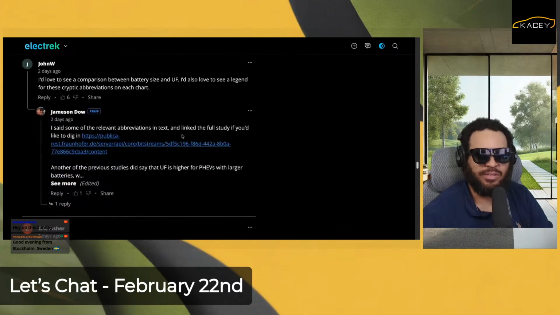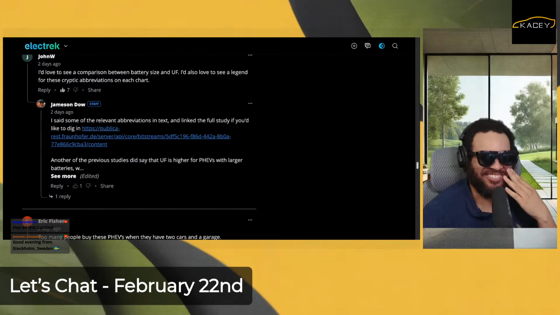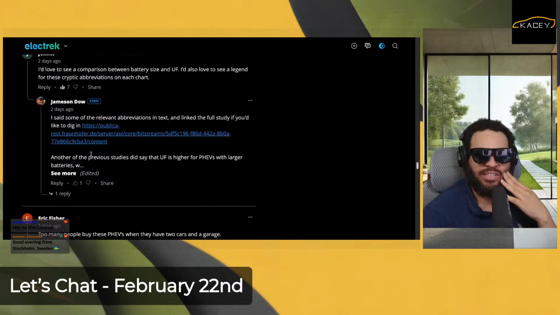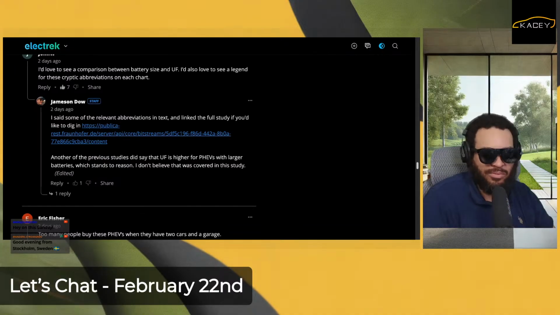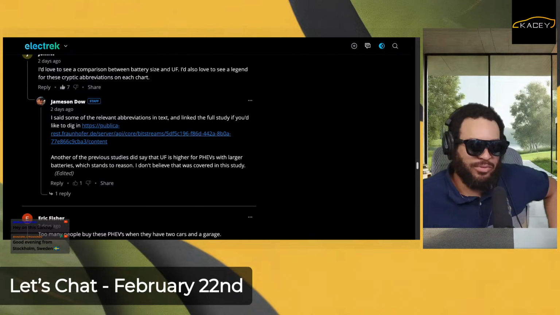Love to see a comparison between the battery size and utility factor. I'd also love to see a legend for these cryptic abbreviations on each chart. That was me too. That's why I skipped all the charts, because I was like, what are they showing us here? I said some of the relevant abbreviations in text and linked the full study if you'd like to dig in. Yeah, but you should just put them on the chart or put a table under the chart instead of having us refer to the text back and forth on a table that takes up a full screen.